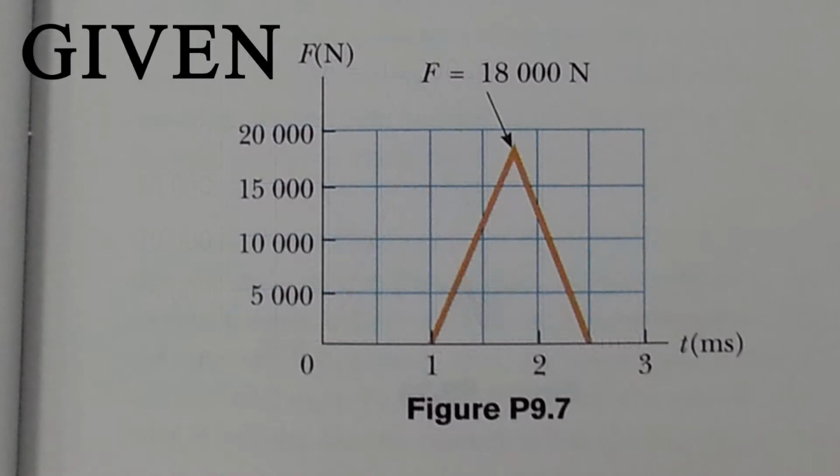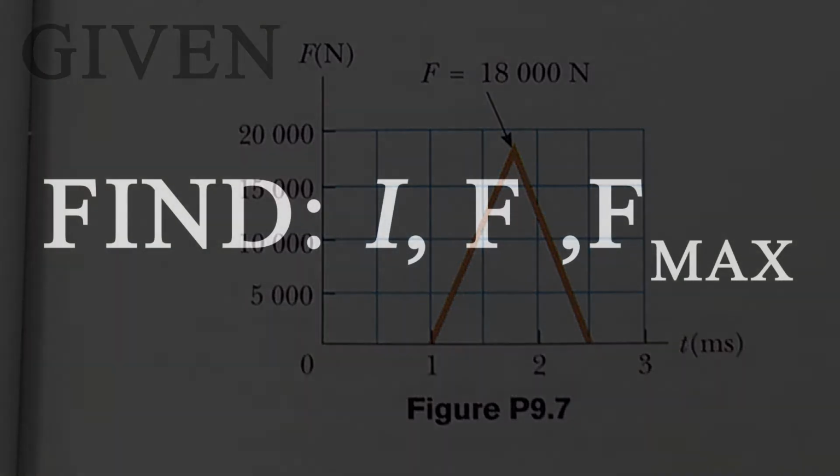So we're given only the graph in figure 9.7, so it's just a force time curve. So we can use this to find what the question is asking for. In part A, we're trying to find the impulse delivered to the ball, so we'll just call this I. For part B, we're trying to find the average force on the ball, so that is F. Then for part C, we're trying to find the max force on the ball, so we'll just call that F max.